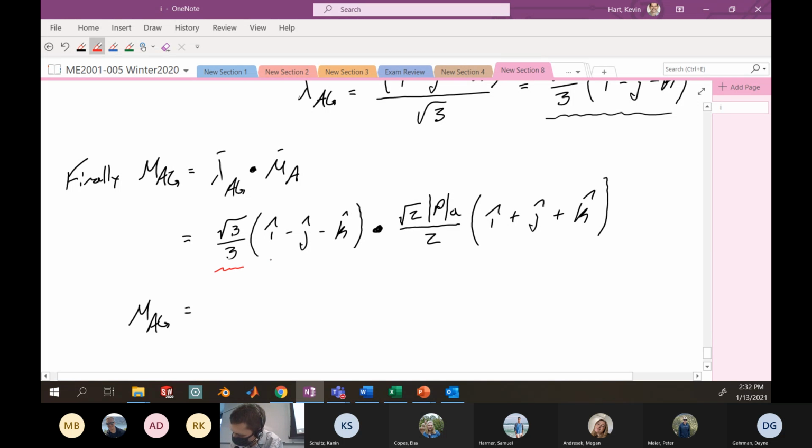So here I have root 3 on 3 I hat, root 2 P A on 2 I hat. So my contribution that comes from the I hat component dotted with the I hat component is going to be something like root 3 on 3 times root 2 magnitude of P A on 2. That comes from my I hat component.